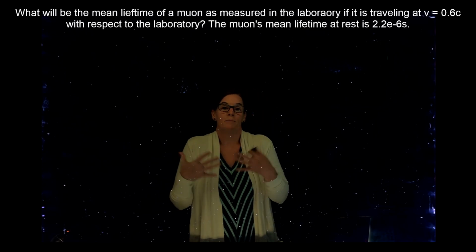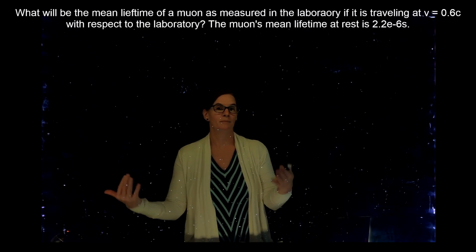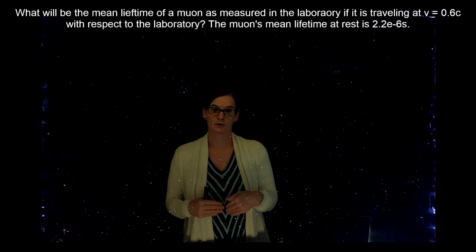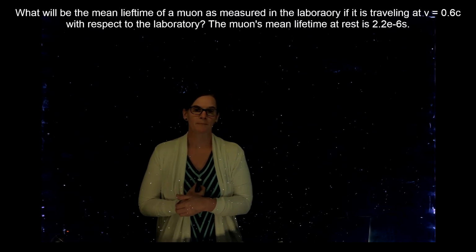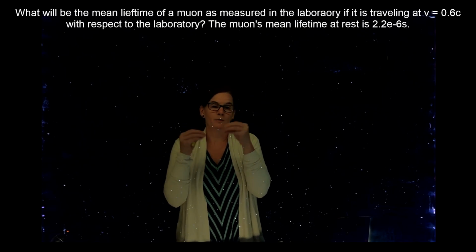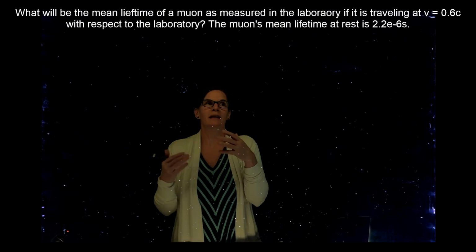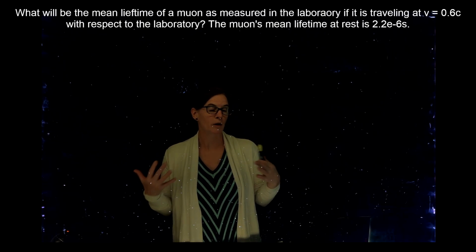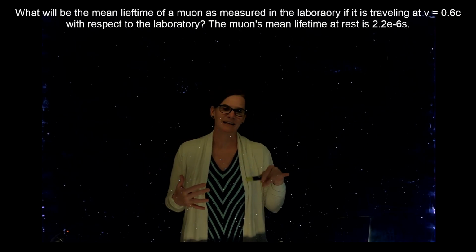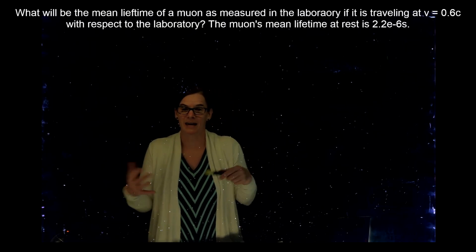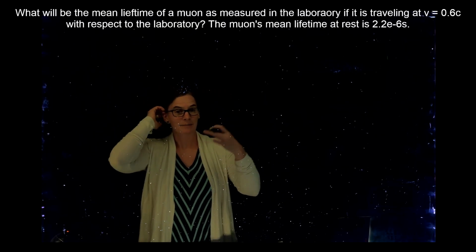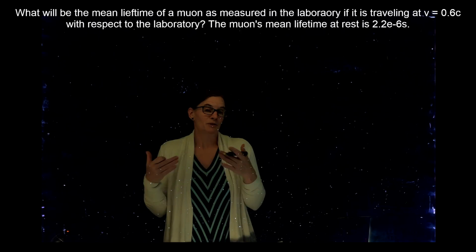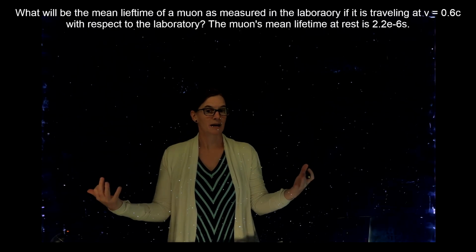So what is going to be observed as the mean lifetime of that muon when the observer is in the laboratory and the muon is moving relative to the laboratory? If we were with the muon, moving along with it and at rest relative to it, the muon's lifetime would be on average 2.2 times 10 to the negative 6 seconds. So that's the proper time, our delta t naught, and the observer in the laboratory sees it as a longer time because of time dilation.